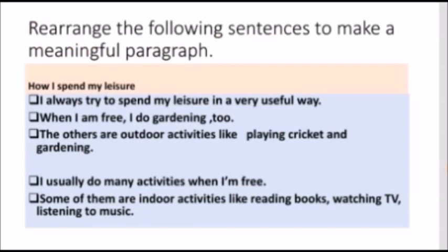We have to select some activities and list out their importance. For example, you can say that we improve our knowledge by reading books. By watching television, we can relax our mind. By engaging in gardening, we can maintain our physical and mental health. You can include both indoor and outdoor activities as well. So children, read the given facts and organize your paragraph by rearranging the sentences.